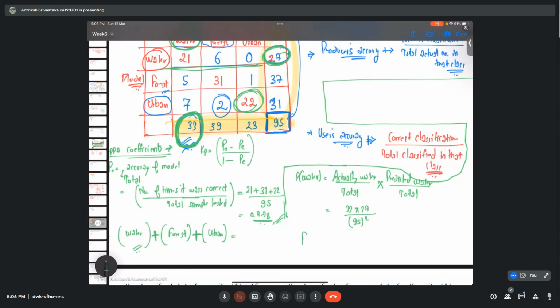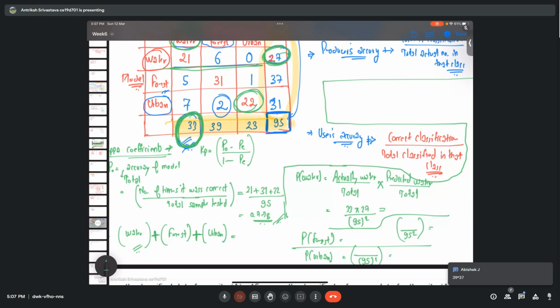And also tell me what is the P forest and P urban. I will tell you half of the answer. 95 square will be there in the denominator. What is in the numerator, you tell me. In the numerator, Abhishek is saying 39 into 27, correct? For urban, 23 into 31. Correct. Now let's simplify these things.